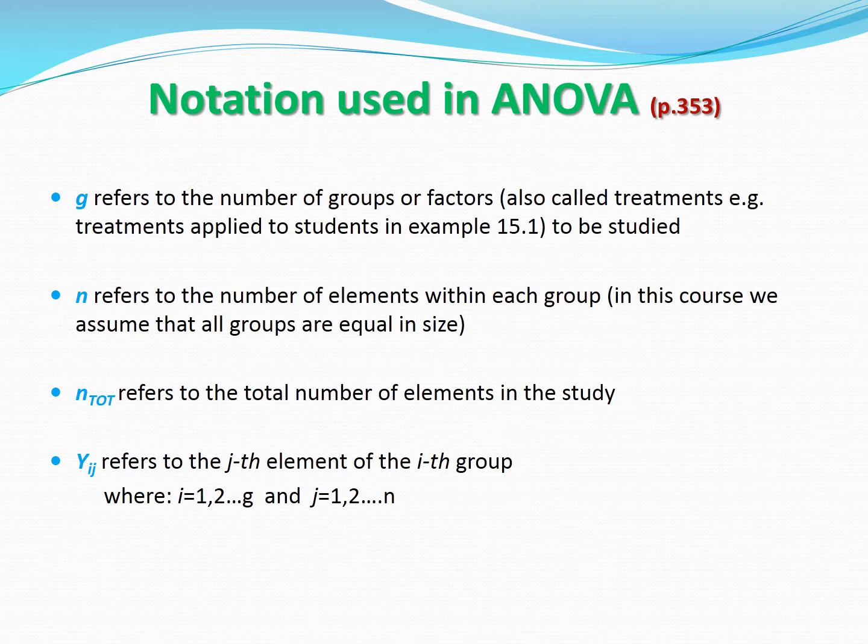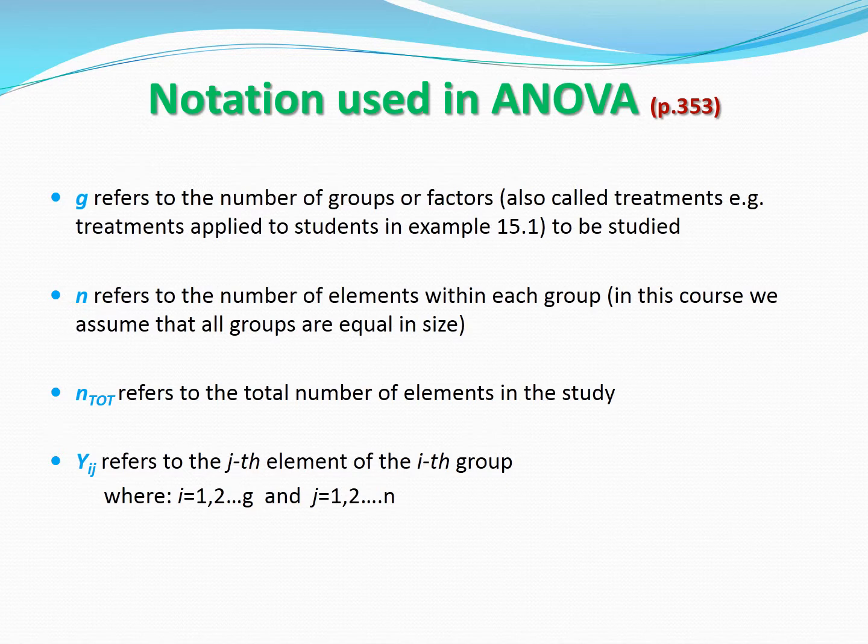In ANOVA, G refers to the total number of groups or factors or treatments to be studied. So in example 15.1, our G will be equal to 4 because we had 4 different treatments, the 4 different teaching styles that were applied to the students.